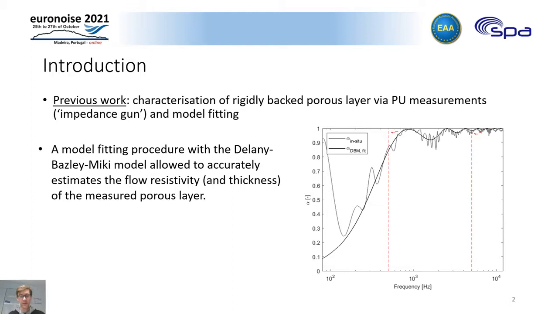As an introduction to this work, I need to make a reminder of the previous work that we presented in a former conference about this topic. We managed to characterize a rigidly backed porous layer using a characterization procedure including pressure-velocity measurement using the impedance gun device and a model fitting procedure that made use of the Delany-Bazley-Miki model. Thanks to this procedure, we were able to accurately estimate the flow resistivity and thickness of the measured porous layer.